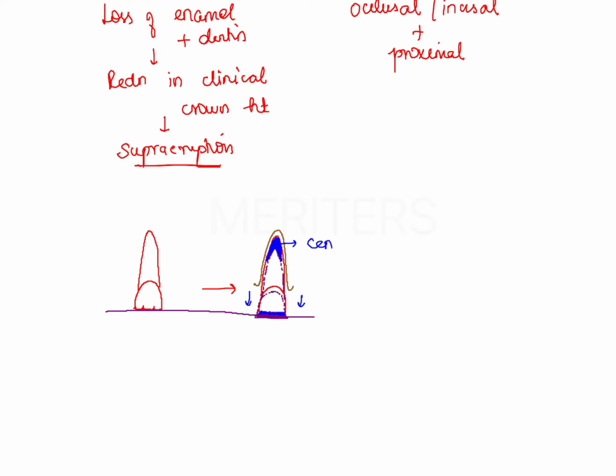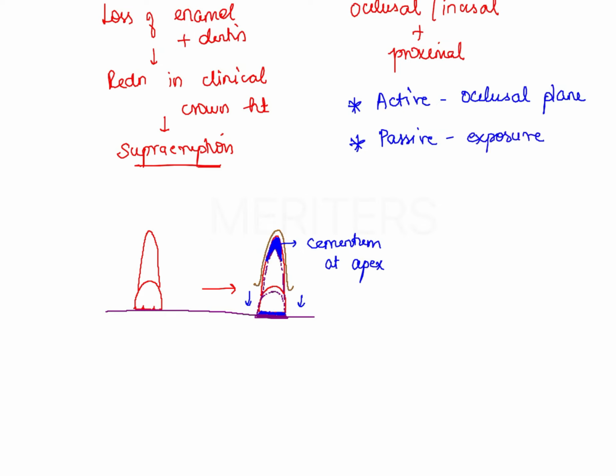And therefore, you can observe that there is cementum deposition at the apex in case of supra-eruption of the tooth. And now, it is essential to understand the two different phases of eruption. One is the active phase of eruption and another is the passive phase of eruption. Active eruption is the actual movement of the tooth towards the occlusal plane, whereas passive eruption, in simpler terms, denotes the exposure of the tooth via apical migration of the gingiva.